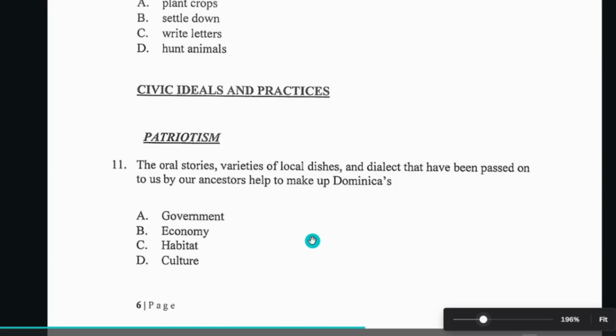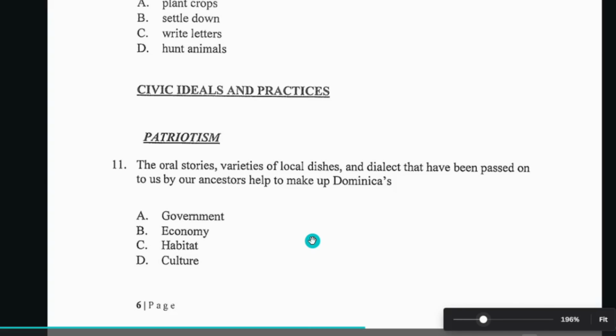Number 15. Which of the following is not an act of patriotism? Now, when answering these questions, you need to be careful. They put it in bold. They still underline it. They put it full black for you. So, if you do not see it there, then something is very wrong. Which of the following is not an act of patriotism?